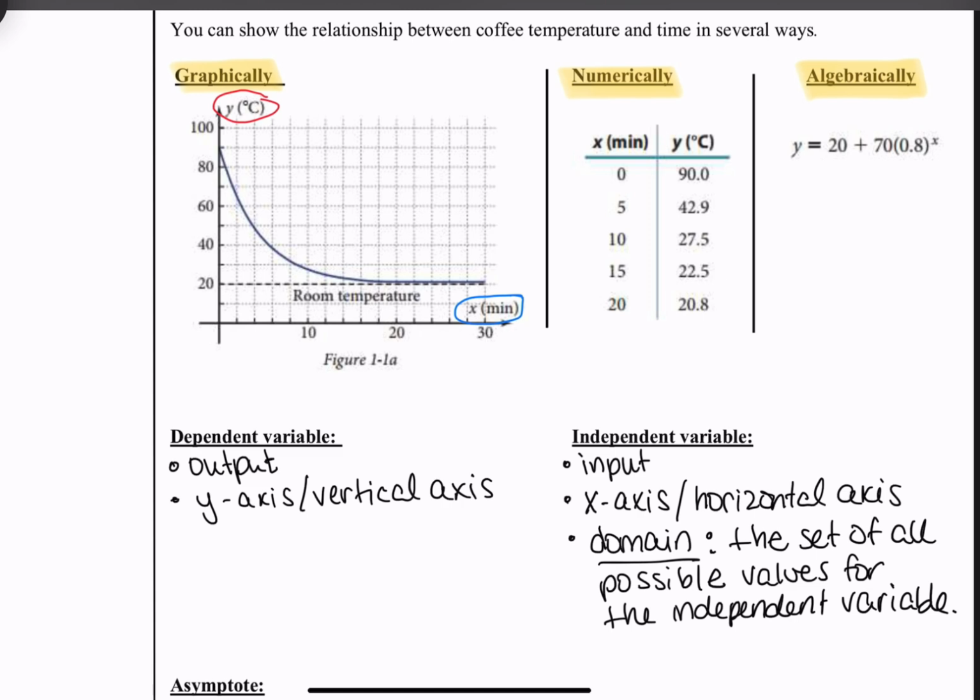And if we think of the entire set of all the possible outputs, that's going to be range. So our range is the set of all possible values for the dependent variable.